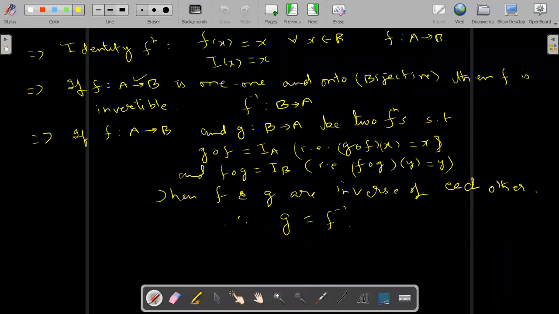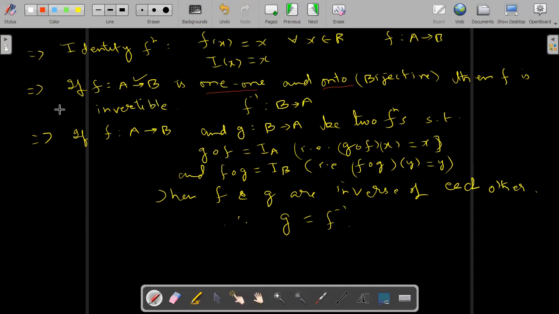We have seen how to find an invertible function. We have seen when we can find the composite function, if they exist. Similarly, the inverse of a function can exist if and only if it is 1-1 and onto. So if we prove that f is 1-1 and onto, then its inverse exists.